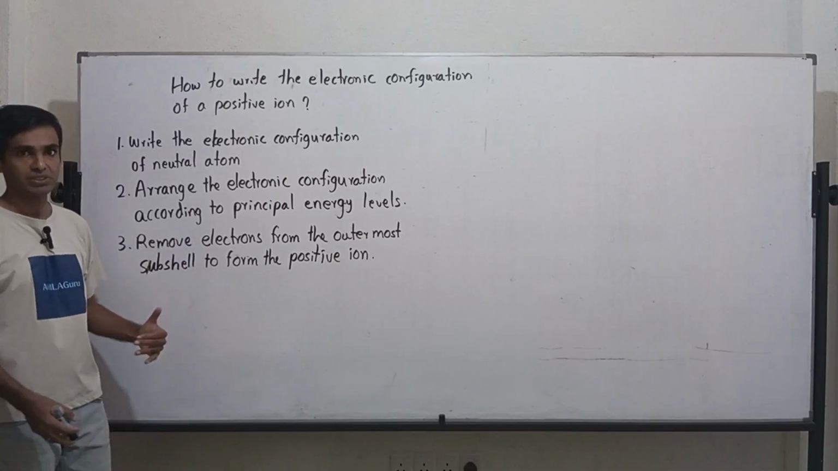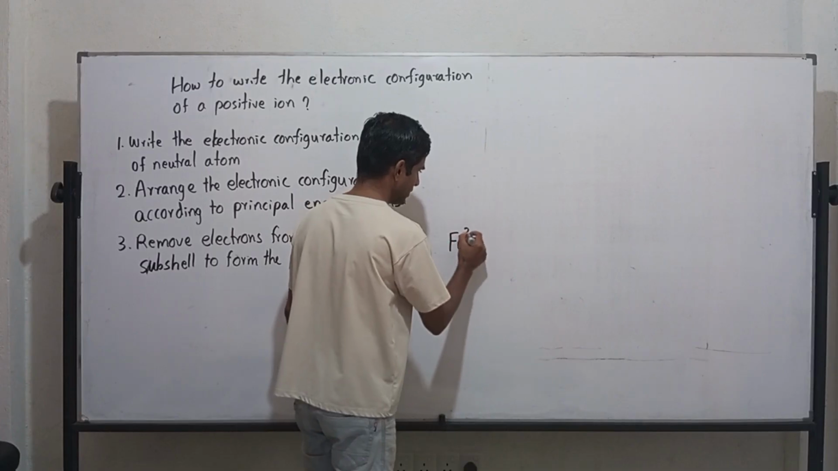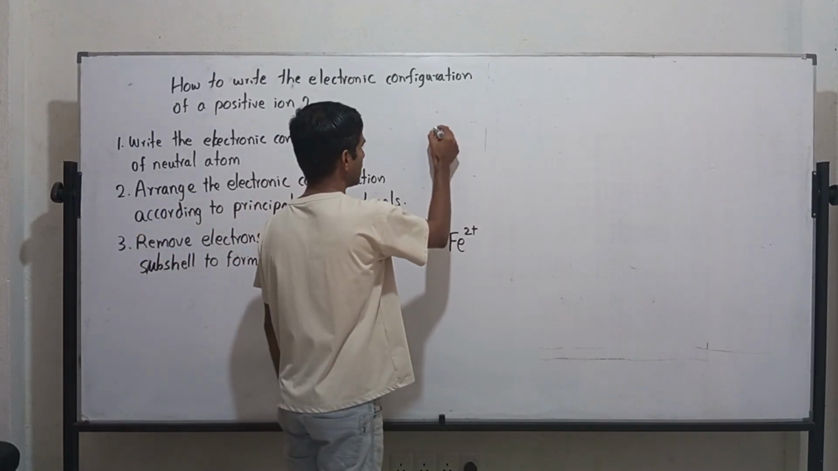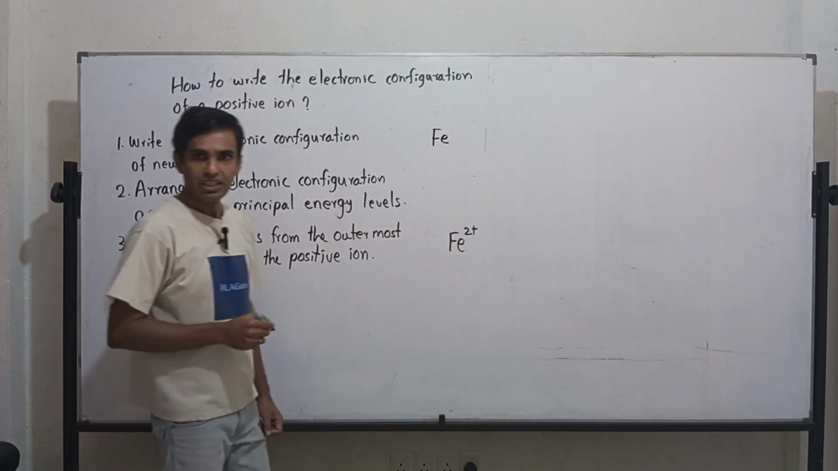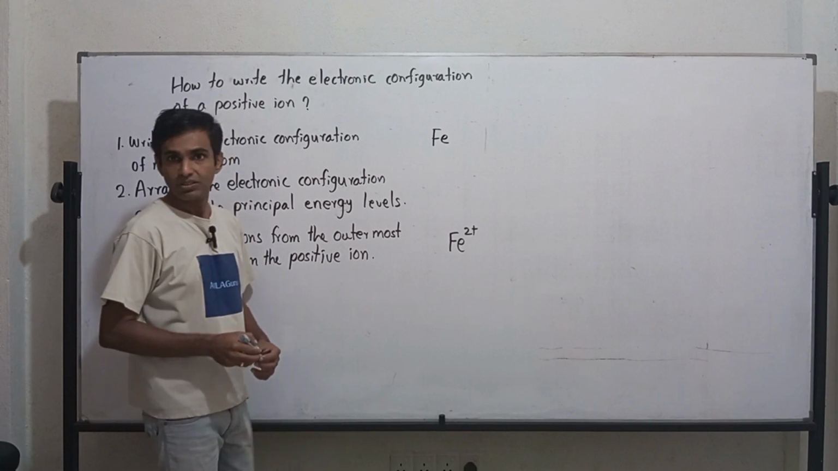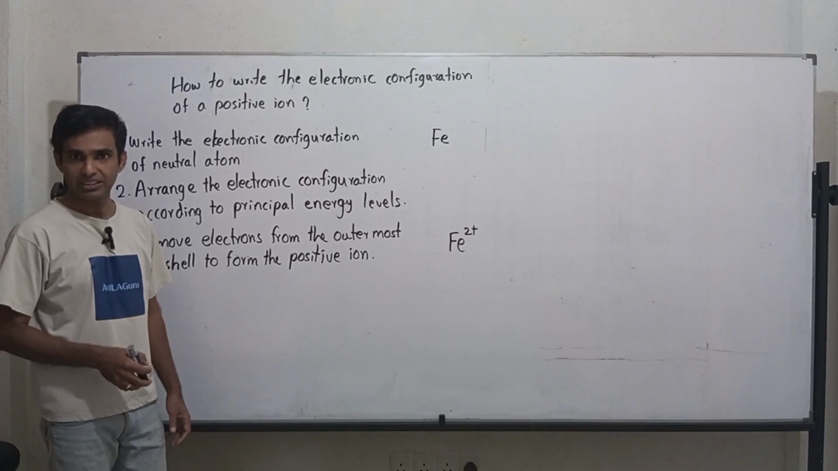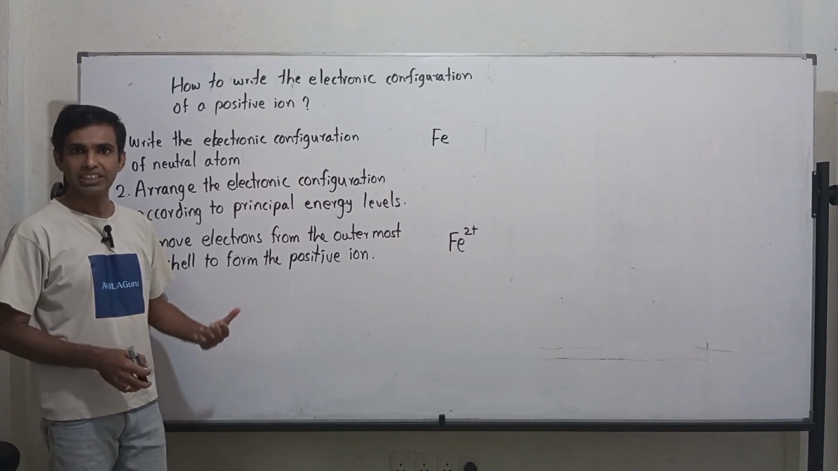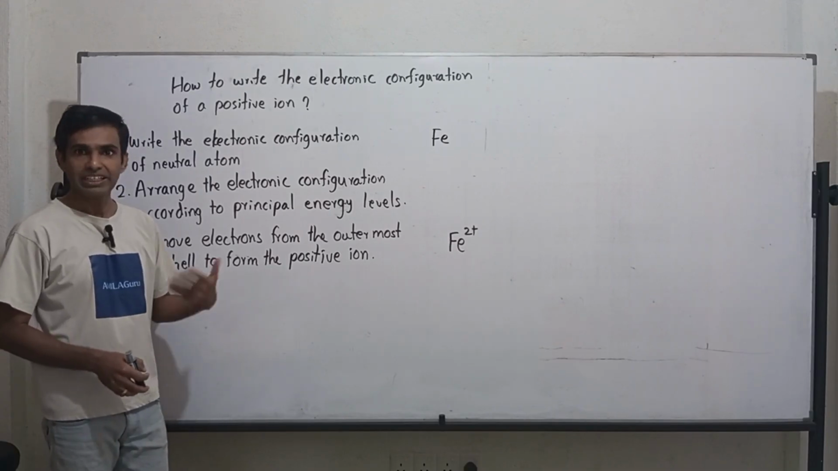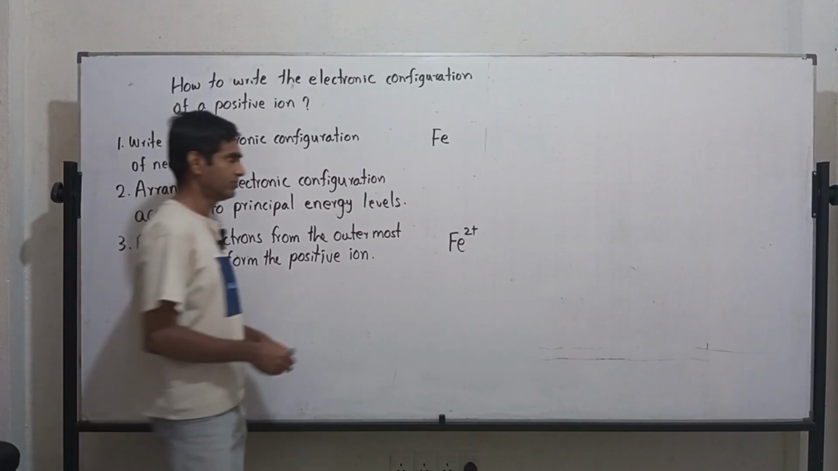Okay, let's follow these steps for ferrous ion. We need to write the electronic configuration of ferrous ion. So what is the first step? First, we need to write the electronic configuration of the neutral iron atom, or neutral ferrum atom. What is the atomic number of iron? It is 26. Therefore, there are 26 protons in the nucleus of an iron atom. Therefore, in a neutral iron atom, there must be 26 electrons.